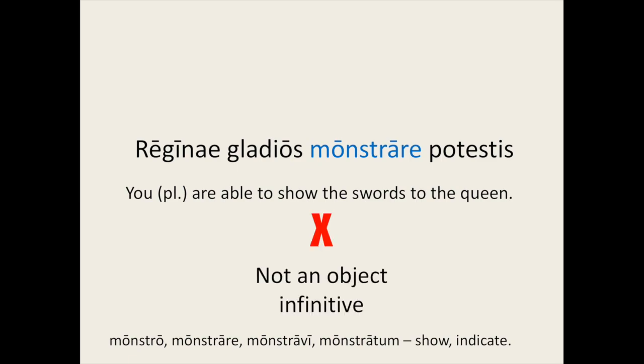Monstrare is not an object infinitive. The subject of the infinitive is the same as the subject of potestis, and we cannot use the connective that to split the sentence into two parts or clauses. If we take away the infinitive, the sentence completely falls apart. It no longer makes sense.